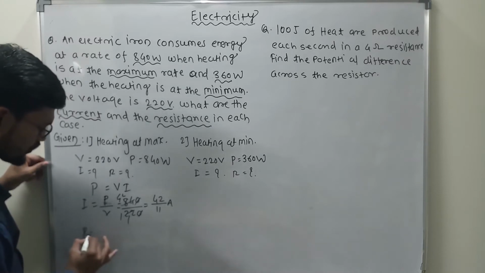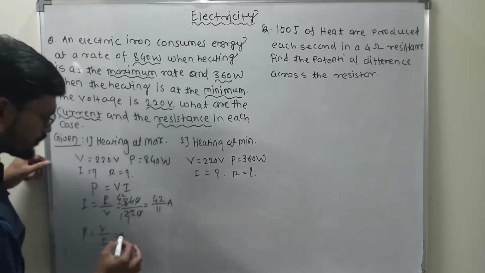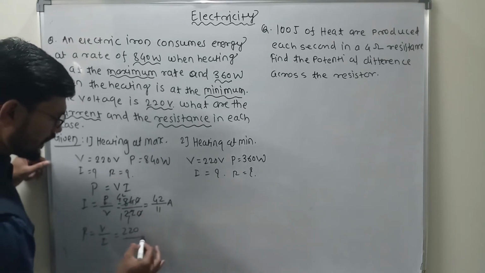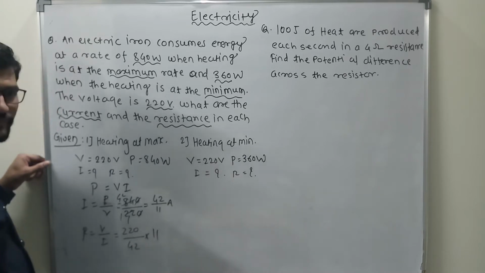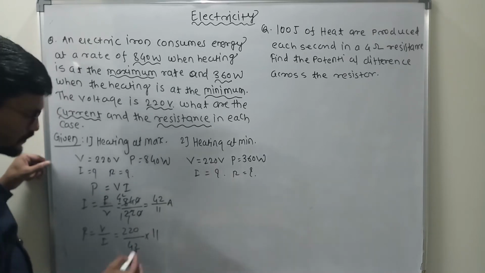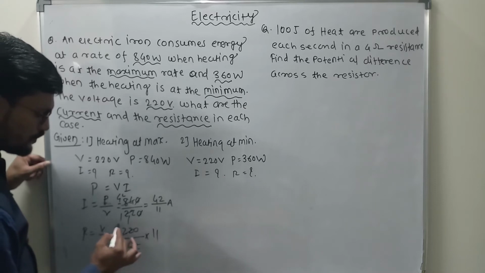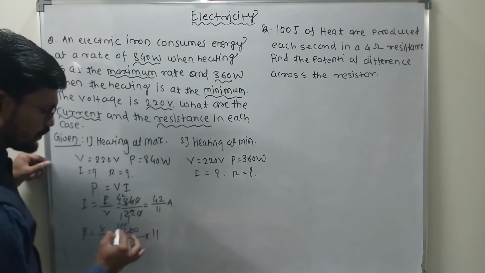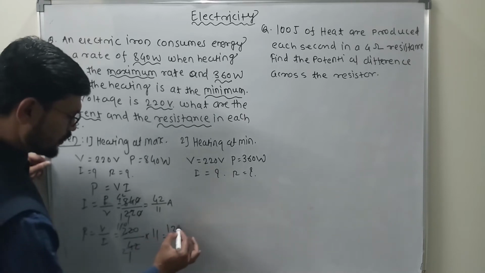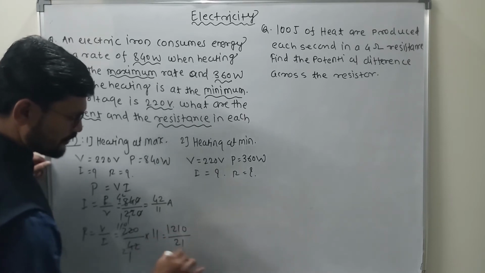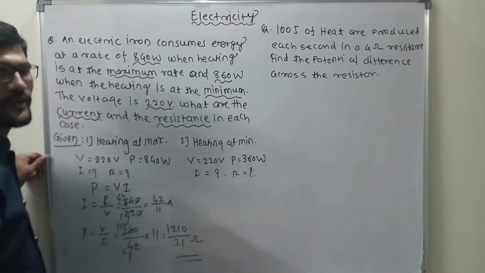Similarly, R is equal to what? V by I. Now what is the V? 220. And what is the I? That is 42 by 11. Clear? So again, 2 twos are 4, 2 ones are 2. So how much now is this? 11 into 110, that is 1210 divided by 21 ohm. Now further calculations you can do.